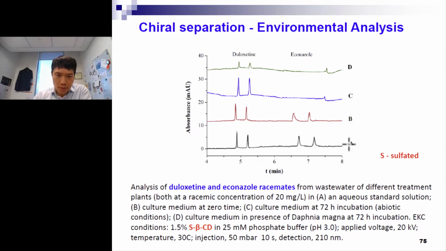In this case, similarly, we do environmental analysis using chiral separation. You see that, look at the labels A, B, C, D, okay, in this order. Now A is the analysis of duloxetine and iconazole racemic from wastewater. A is just in aqueous form, okay, there's no reaction. Then B is the starting time where we put in the calcium medium for a biological reaction there, right? So at start it is again pretty much similar, but after some time, 72-hour incubation, abiotic condition, you see these signals are gone. Iconazole disappeared.